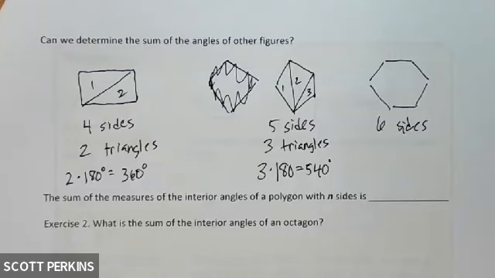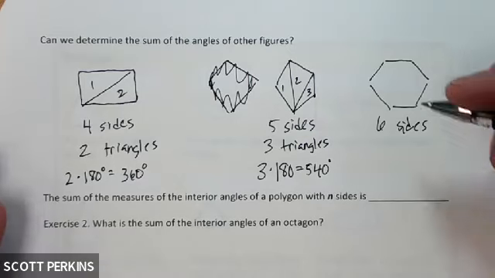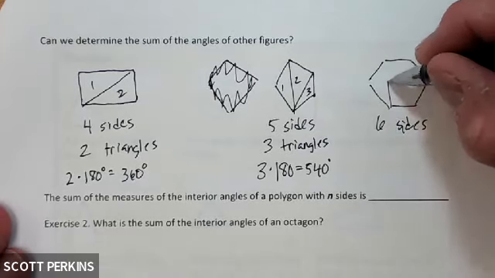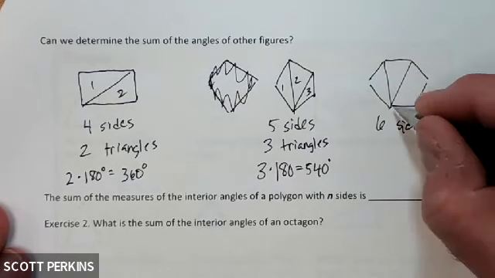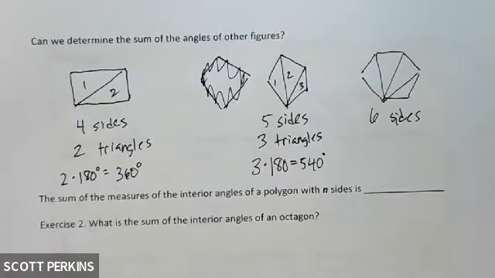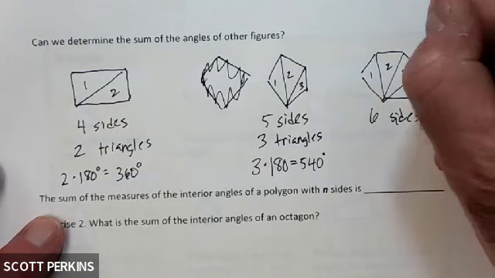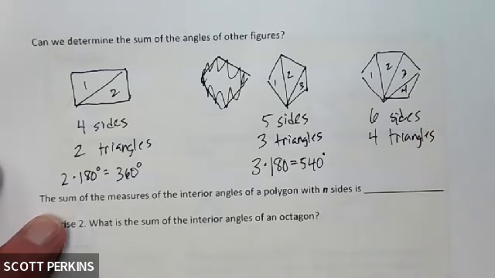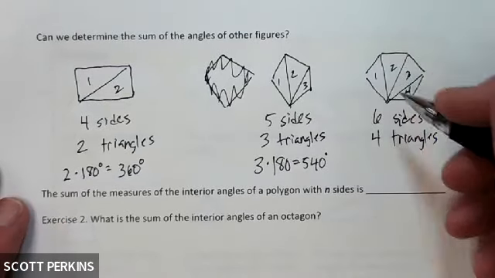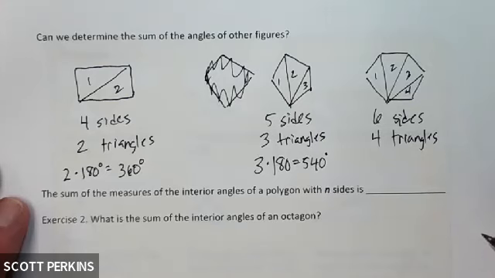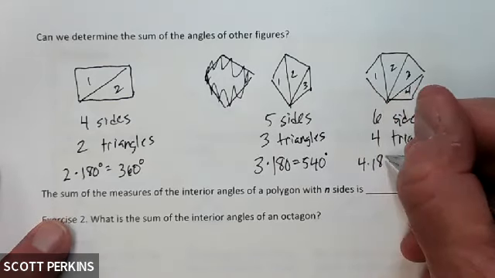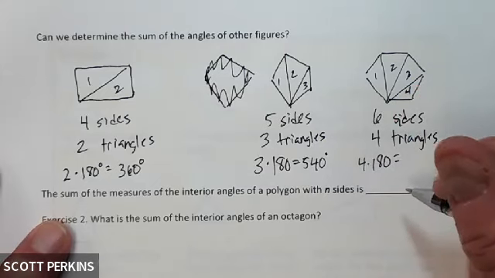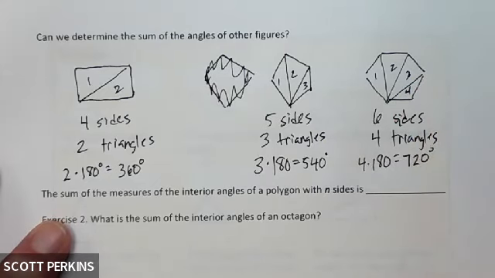And one more time, that way we can gain some confidence in the pattern that you probably are seeing already. I'm going to do the same thing with the six-sided figure. I'm going to draw a diagonal there, draw a diagonal there, draw a diagonal right there. So for the six-sided figure, I'm able to divide that into how many triangles? 1, 2, 3. So I have four triangles. Each of those four triangles has interior angles that add up to 180. So 4 times 180, and I'm not good at talking and multiplying, so I think that's 720. You should check that though.